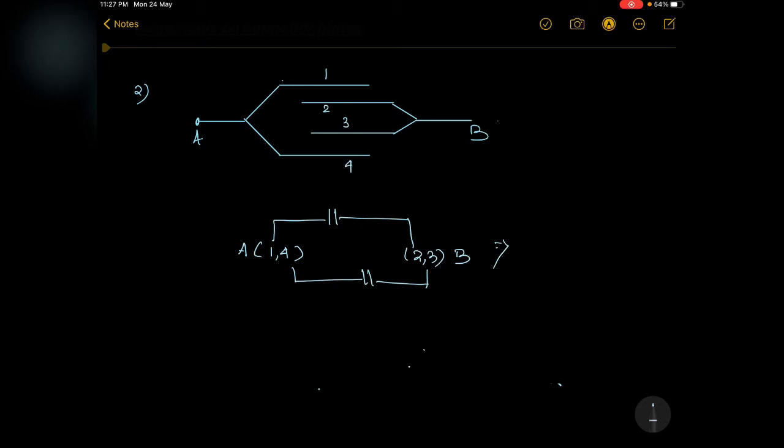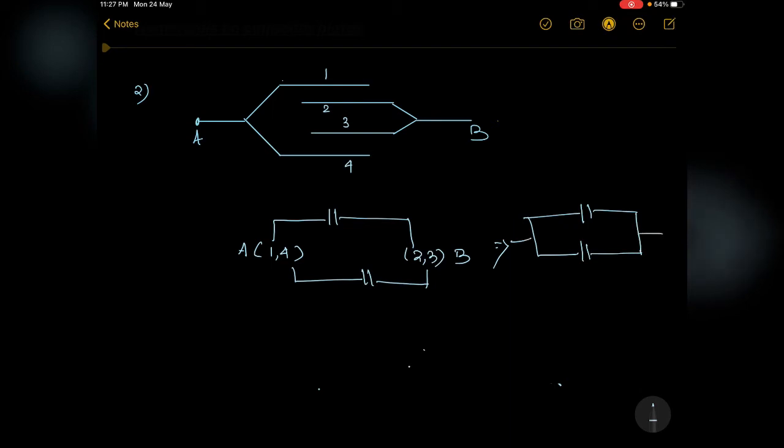Here, if I redraw them, this is the final configuration. So these two capacitors are in parallel, so the equivalent capacitance will be C plus C, that will be 2C. The answer will be 2C.